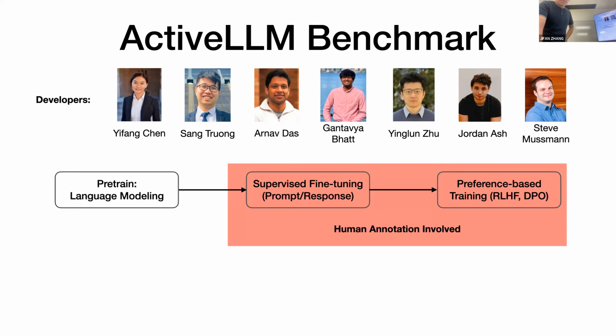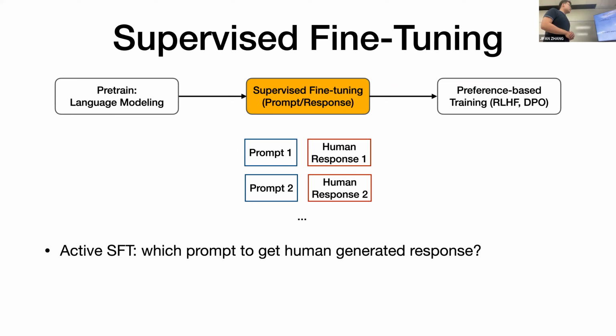I can give you some idea of what's happening, like the open questions that active learning can solve. For example, in supervised fine-tuning, you have a bunch of prompts, probably more prompts than you can get human responses on. So which prompts do you choose to get human responses on? That is supervised fine-tuning.